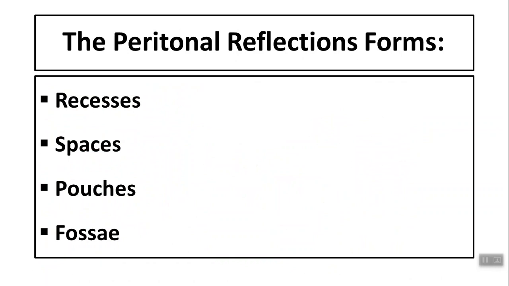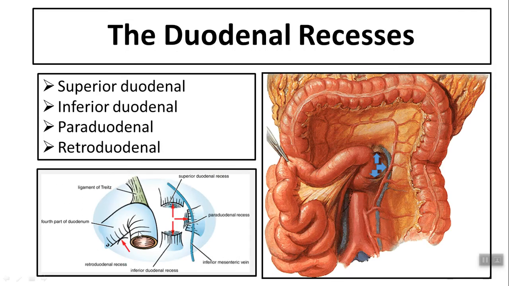When the peritoneum reaches certain sites, it will undergo reflections. With this reflection, it will form either recesses, spaces, pouches, or fossae. The duodenal recesses: at the duodenojejunal junction, this angle is the junction between the duodenum and the jejunum, there will be a reflection of the peritoneum, and it will form what we call recesses that lie nearby the duodenum.